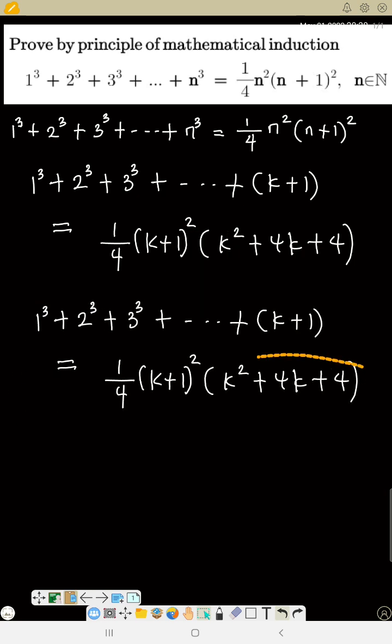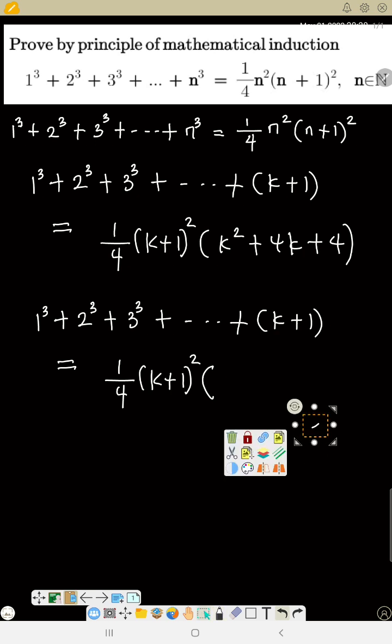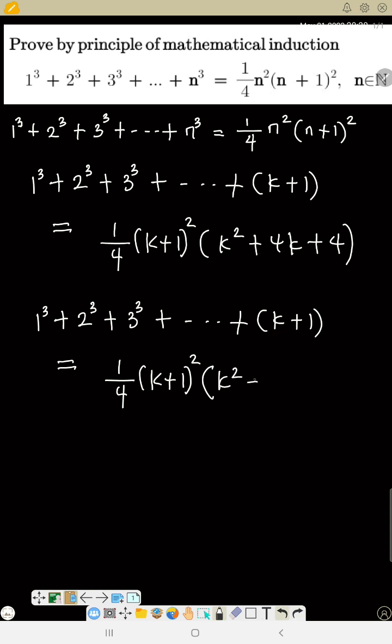So factorize what you have in this bracket. You need to jot everything so you can see step by step. Now, to factorize what I have in this bracket, we have k squared plus 2k plus 2k plus 4. So bracket it 2 2. Now what is common in each bracket? That will be our next step.